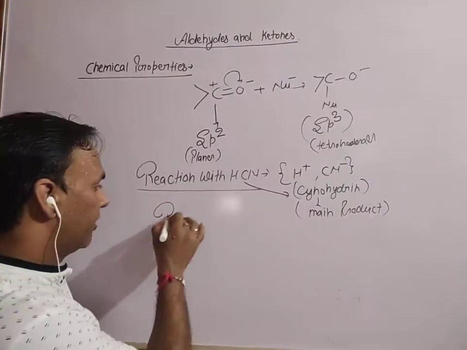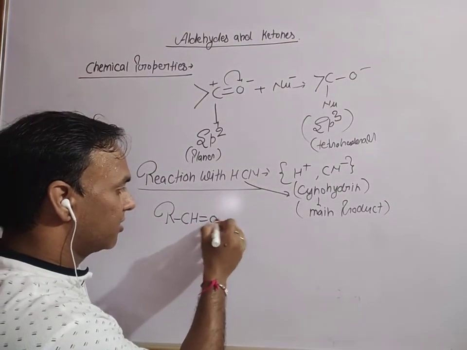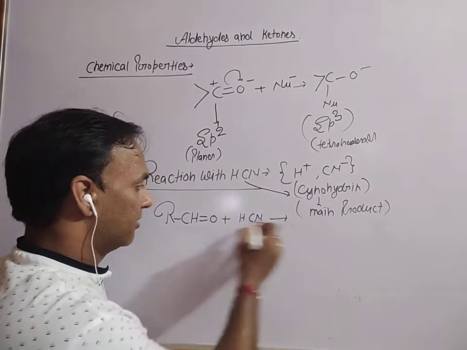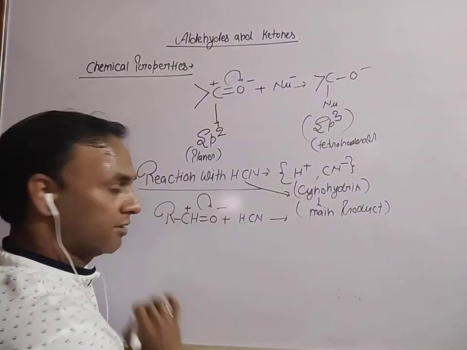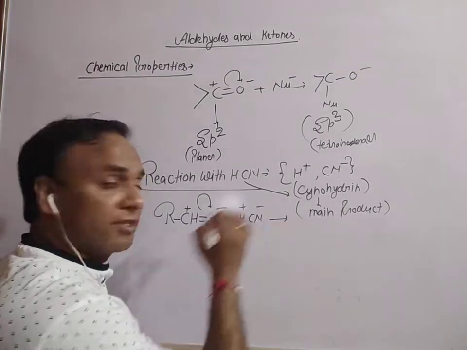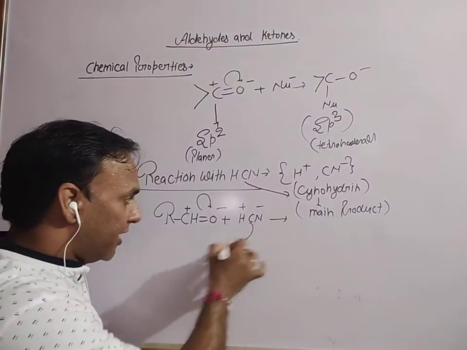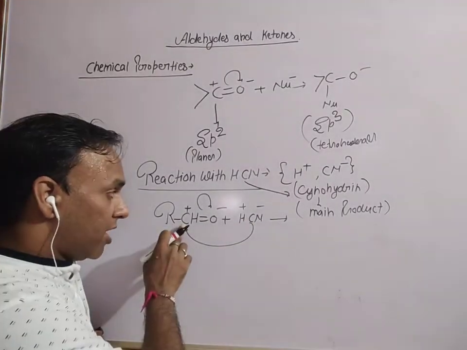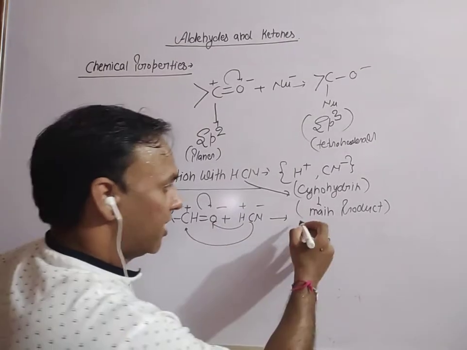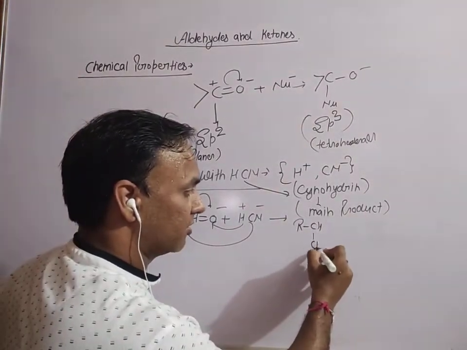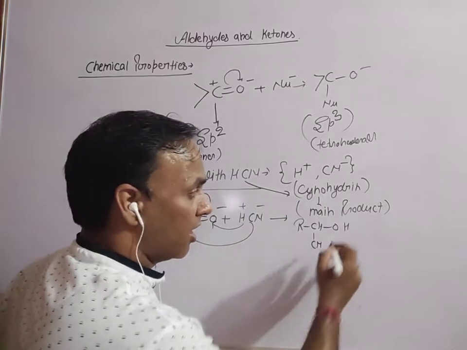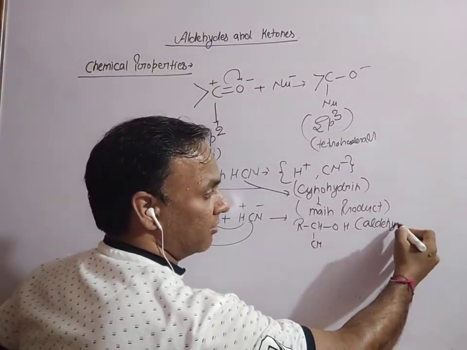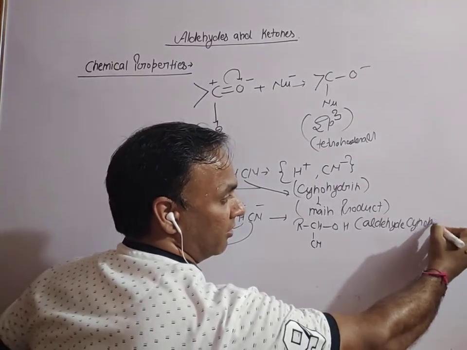For example, when an aldehyde, RCH double bond O, reacts with hydrogen cyanide HCN, then O minus, CH plus, then H plus and CN minus. Clear? Cyanide, being a nucleophile, attaches to the carbon atom while hydrogen attaches to the oxygen atom, and it forms RCH(CN)OH. This product obtained from an aldehyde is called aldehyde cyanohydrin.